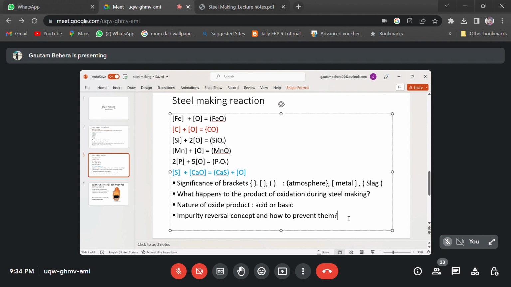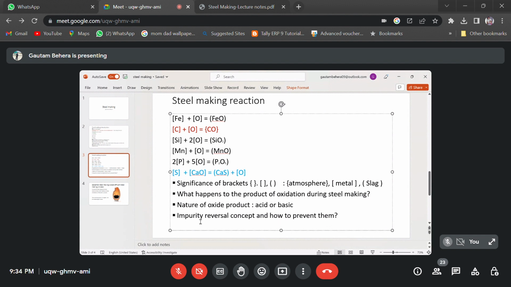So now, okay, fine. Now there is a good concept. Now you people understood up to this point, everybody. If you have any doubt, you can ask me right now. Okay, anyways, there is no doubt. Anyways, so now impurities reversal concept and how to prevent them. I will end the class within 2 minutes.